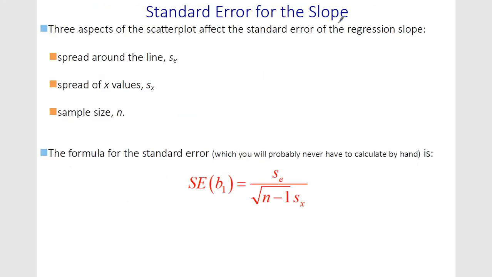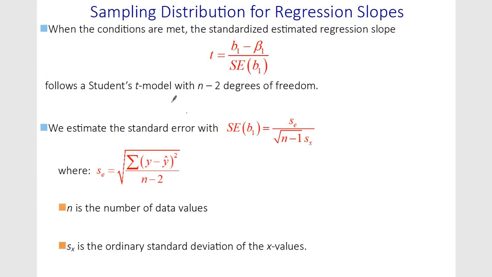So there are three things that affect the slope. For the standard error of the slope, you have the spread around the line, the spread of the x values, and the sample size. The formula is this, but you should never have to calculate that by hand. I'm certainly not going to make you. When the conditions are met, the standardized estimated regression slope follows the t-model with n minus 2 degrees of freedom. We're subtracting 2 here. We estimate the standard error with this formula, where n is the number of data values and Sx is the ordinary standard deviation of those x values.